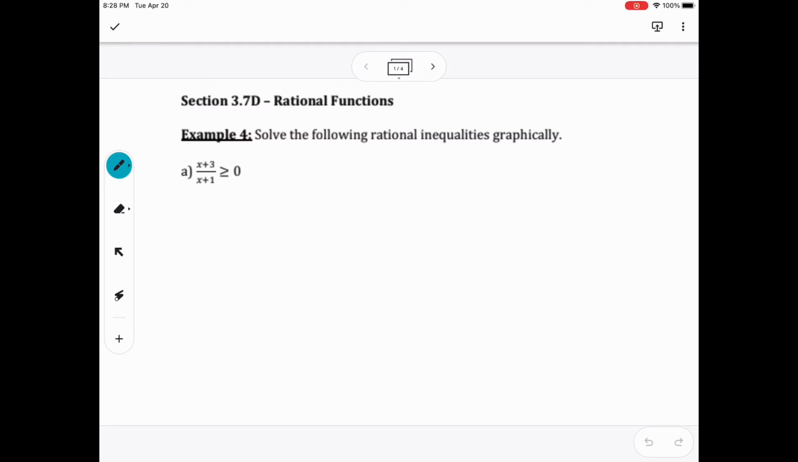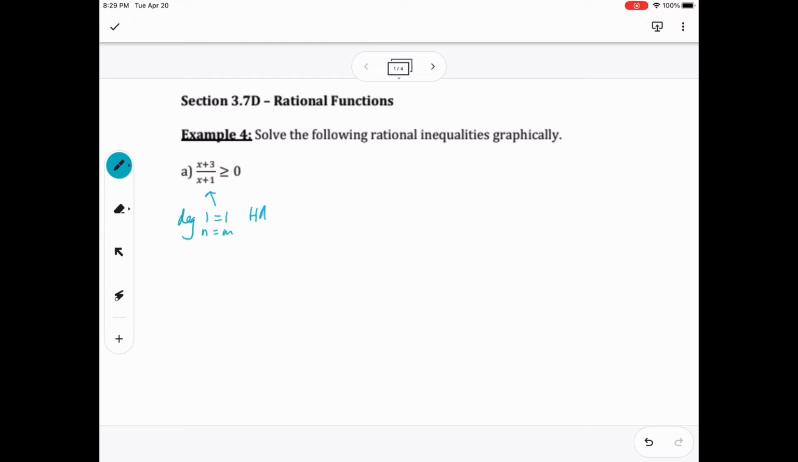Today's lesson is over section 3.7d, the last piece of rational functions that we'll talk about. Here we'll be changing these into inequalities. Like what we did with polynomial inequalities, we'll do these graphically and algebraically. Graphically, we'll treat them just like we have been, so ignore the greater than or equal to 0 portion of the inequality for right now.